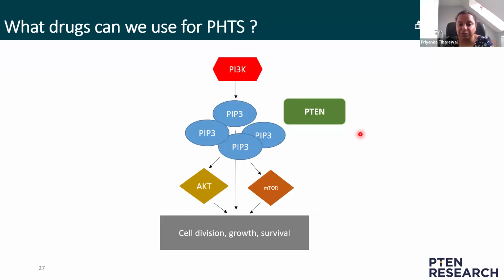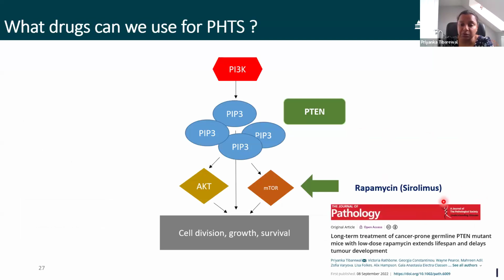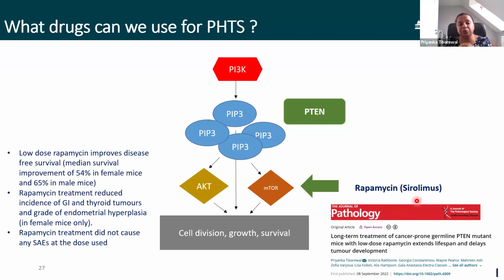So we published our first study using rapamycin, or sirolimus, as some of you might know it. And we showed that if you use a low dose of rapamycin, similar to the dose that's being given to some other patients with some other genetic conditions, it does delay the occurrence of those tumors. In the female mice, we found that there was almost a 50% delay in the development of these tumors. And in the males, it was a lot longer, so 65% delay.